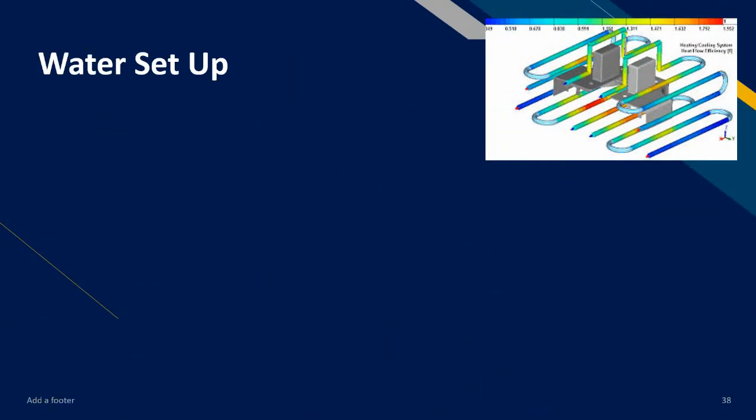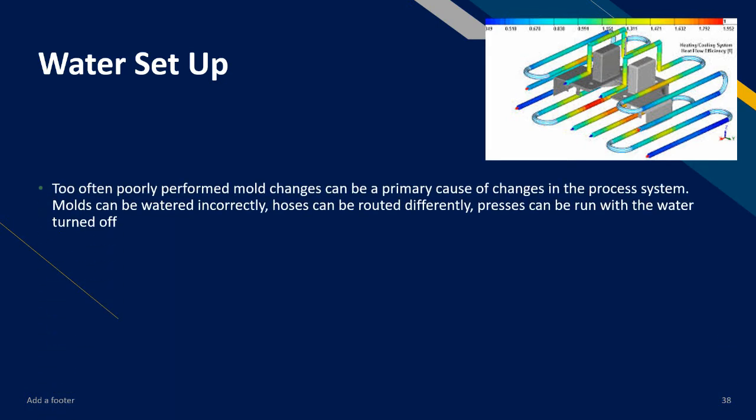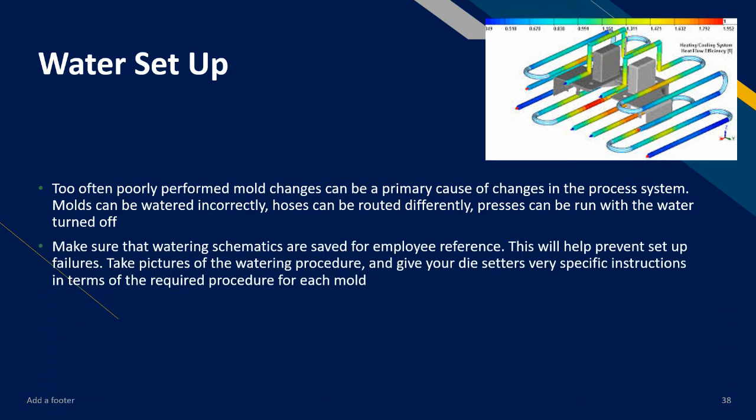One of the first failures in terms of tooling is water setup. Too often, poorly performed mold changes can be the primary cause of changes in the process system. Molds can be watered incorrectly, hoses can be routed differently, or presses are run with the water turned off. You want to make sure that water schematics are saved for employee reference. This will help to prevent setup failures. Take pictures of the watering procedure and give your deciders very specific instructions in terms of the required procedure for each mold.